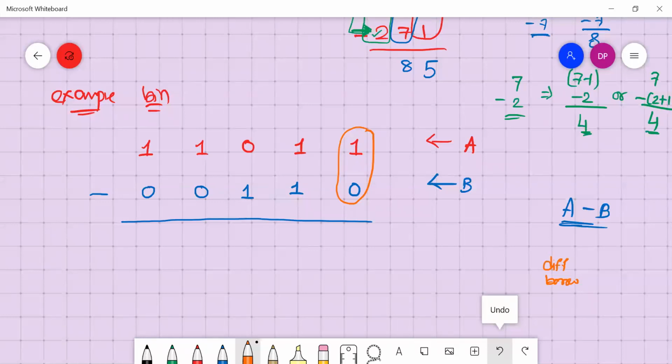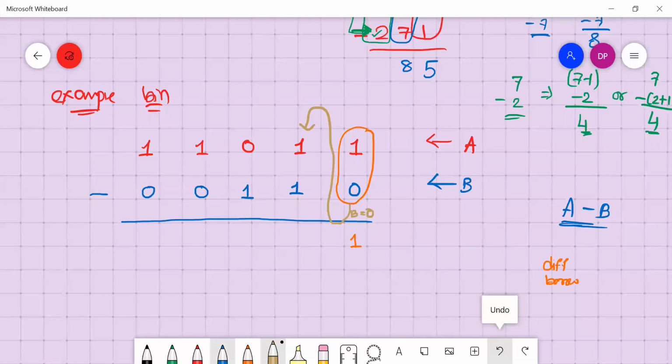So 1 minus 0 is how much? Respond quickly. 1 minus 0 is 1. The difference is 1. But what is the borrow? Are you borrowing anything for this subtraction? No. So the borrow component is 0. So I'll write it here. The borrow is 0, and this borrow is taken here.